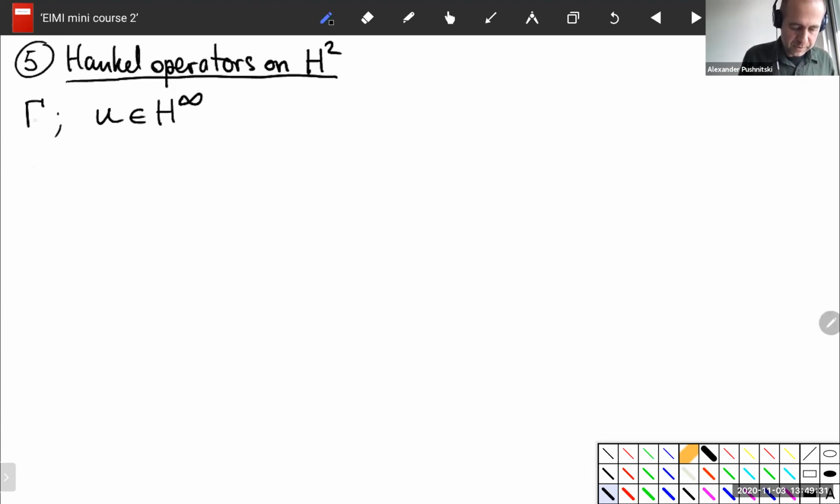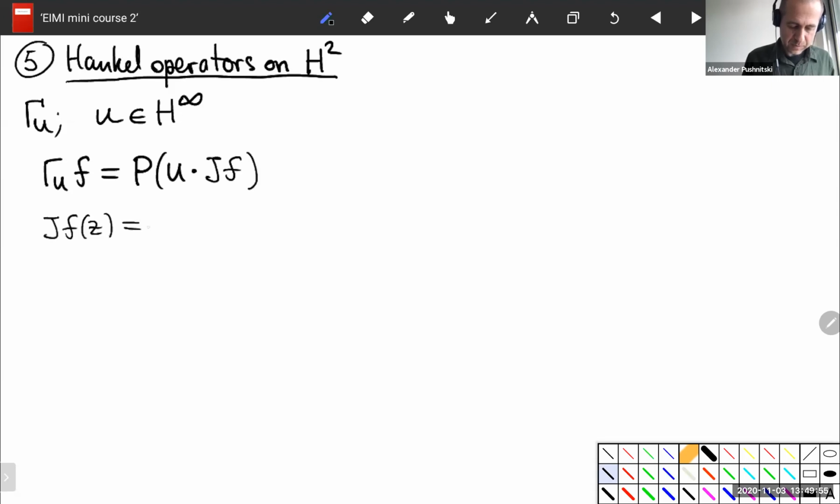Then I will define gamma U, the Hankel operator with the symbol U, as follows. This will be P of U times JF, and JF of Z will be F of Z bar. Let's check this: I take F of Z and replace it by F of Z bar. F was analytic, now it becomes anti-analytic. So only its negative Fourier coefficients are non-zero, with the exception of the zeroth Fourier coefficient. The coefficient in front of the constant will still be there.